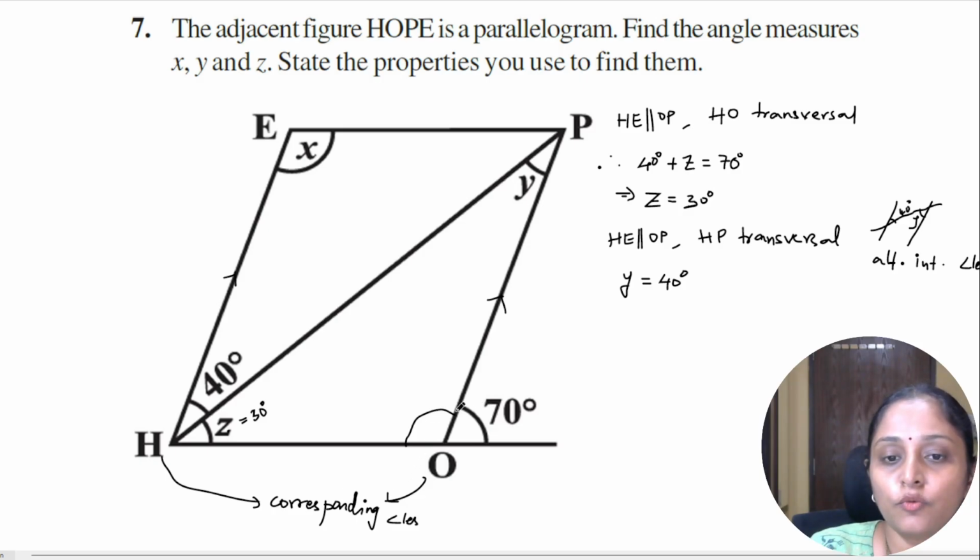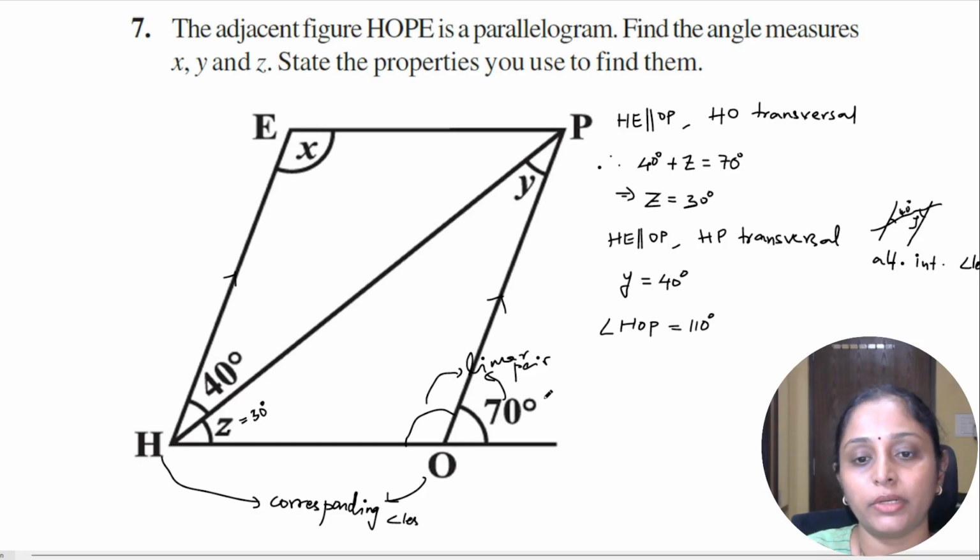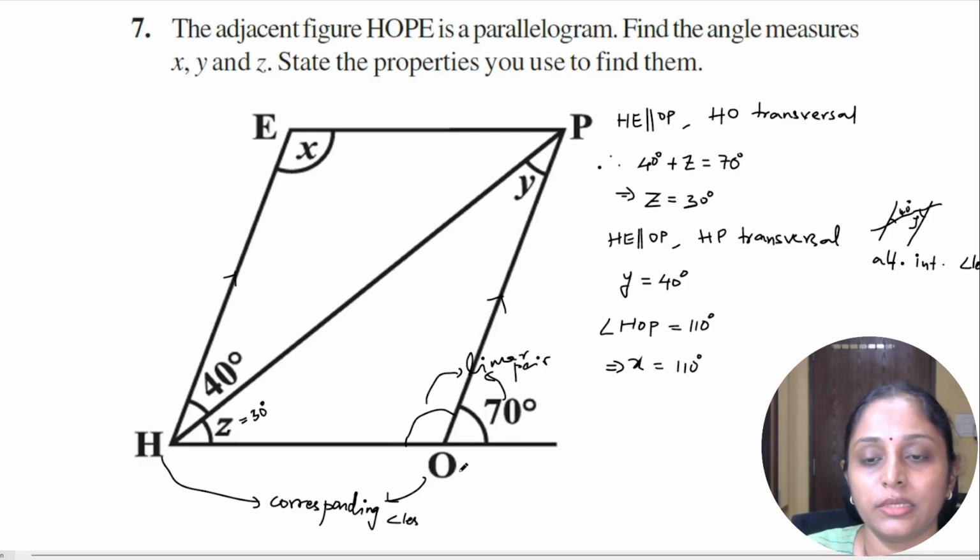Now these two form a linear pair. These two angles form a linear pair. And this is 70 degrees, therefore this angle HOP, or you can simply say angle O in the parallelogram HOPE, is equal to 110 degrees, because this is 70 and 180 minus 70 is 110. If HOP is 110, then X is also equal to 110. So that is about X, Y, Z in this figure.